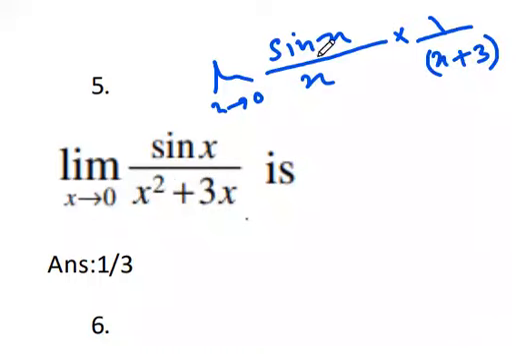This one. So the limit of two product functions is equal to the product of the two limits. So the limit of this one times the limit of that. We know that as x tends to 0, this term becomes 1. As x tends to 0, this term becomes 3. So that's why you get 1/3.